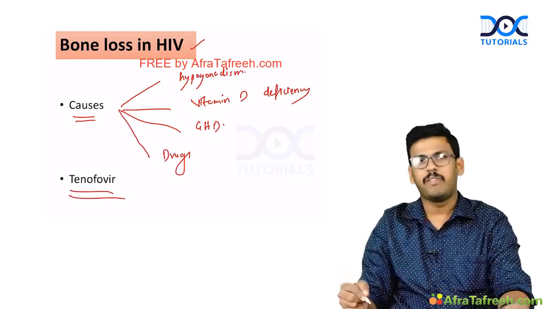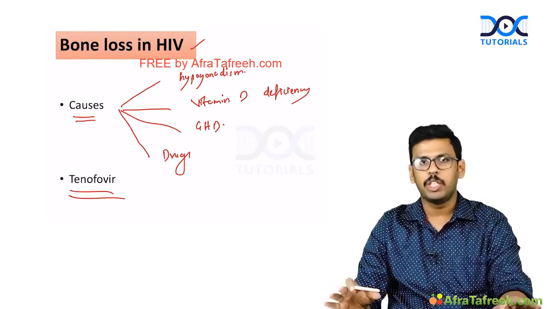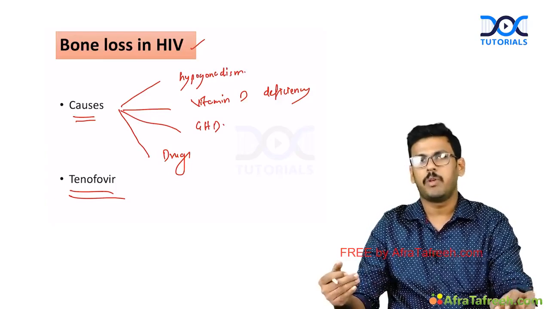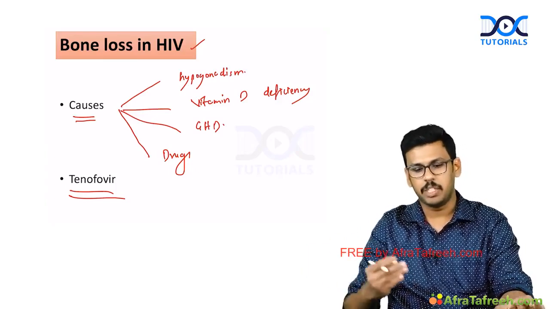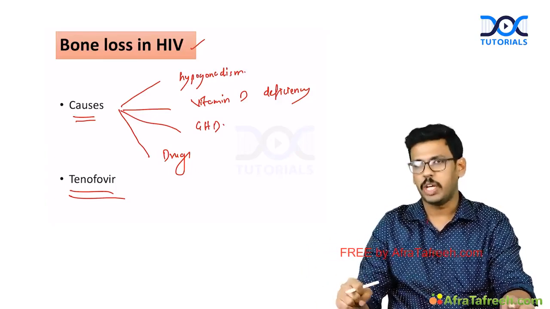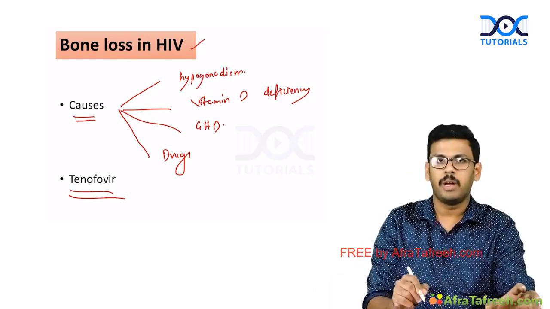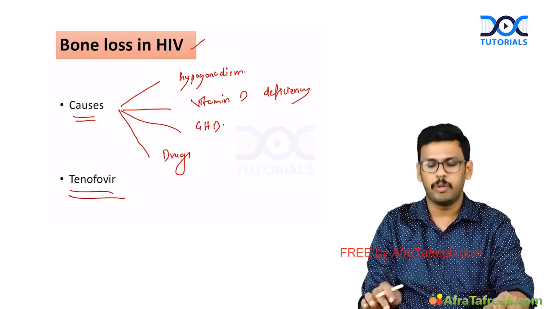So tenofovir, we have already learned there are two types of tenofovir formulation. You have tenofovir disoproxil fumarate, which is responsible for Fanconi syndrome, and you don't use TDF in a patient with bone related issues in a patient with HIV. We use only tenofovir alafenamide. That is the effect of tenofovir. It will result in Fanconi syndrome in up to 5% of users.